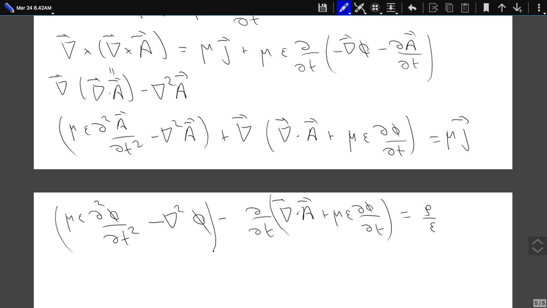Well, at least in this form, they look more symmetrical. You see here I have mu epsilon times the second time derivative of scalar potential or vector potential minus the Laplacian of scalar potential or vector potential. Here I have the same combination. In this one I have the gradient of that combination. In this one I have the time derivative of that combination. And on the right hand side I have my charges.